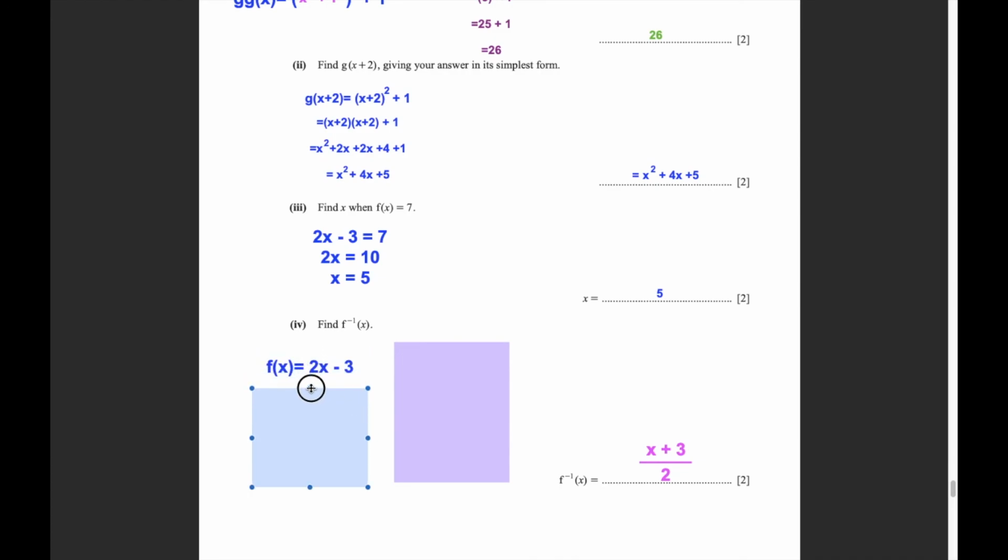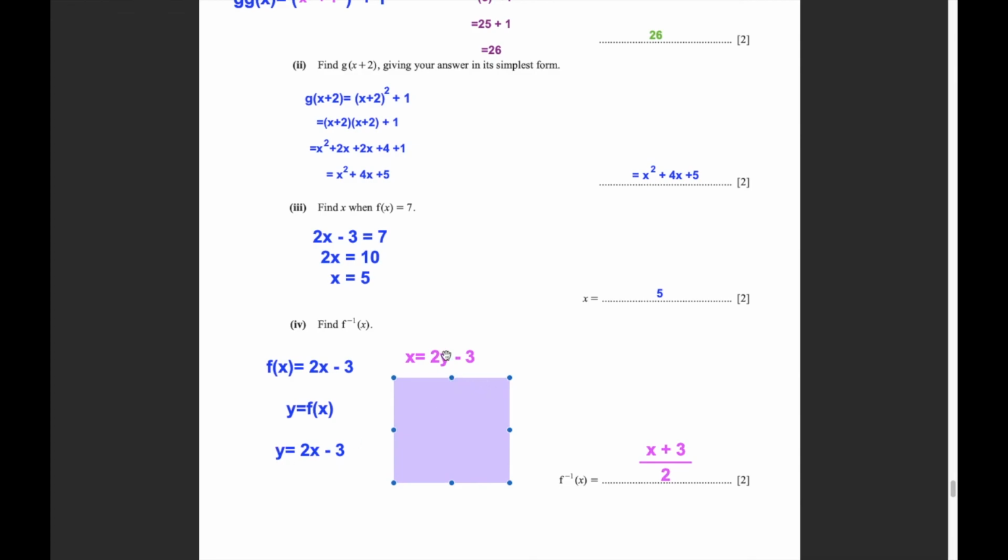So what we're going to do is substitute f of x for y. Okay, so we're going to place y instead. So y is equal to 2x minus 3. It means the exact same thing, no difference at all, right? So what we're going to do is switch the places of x and y. So x goes here, y goes here, okay?